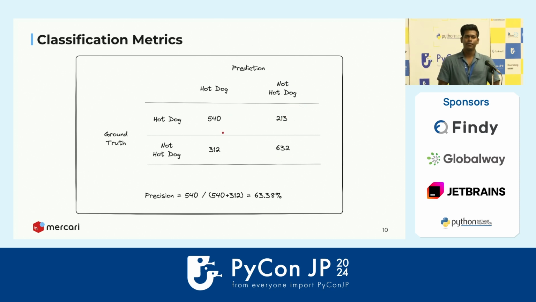We are concerned about precision. Precision means out of the total times the model says something is positive, in our case hot dog, how many times it actually is a hot dog or positive. So the total times the model predicted something was a hot dog is 540 plus 312, and actually, it was only correct 540 times. So precision is 540 divided by the sum of 540 and 312 in this case, which is like 63% precision, right? So now we are at 63% precision, but we want our production model to have 90% precision. What do we do about this?